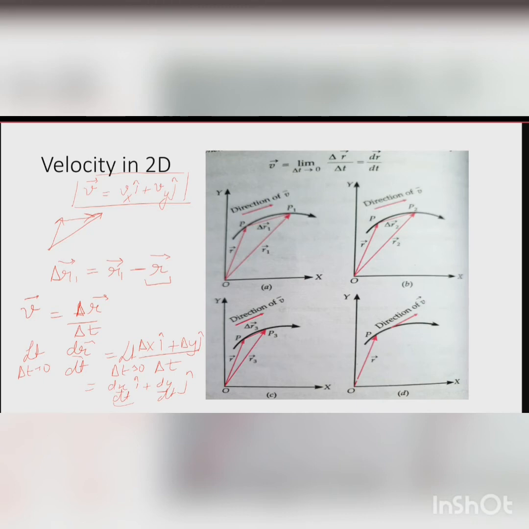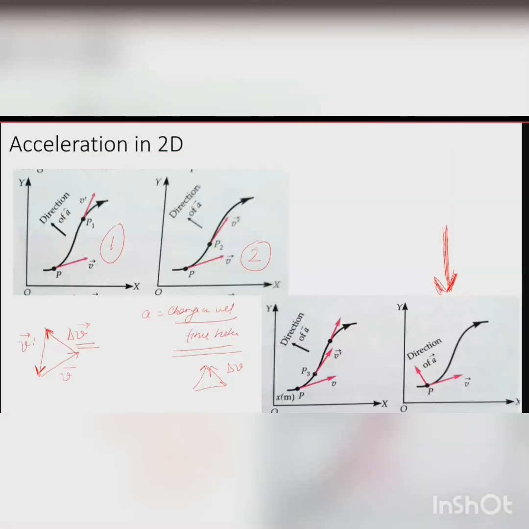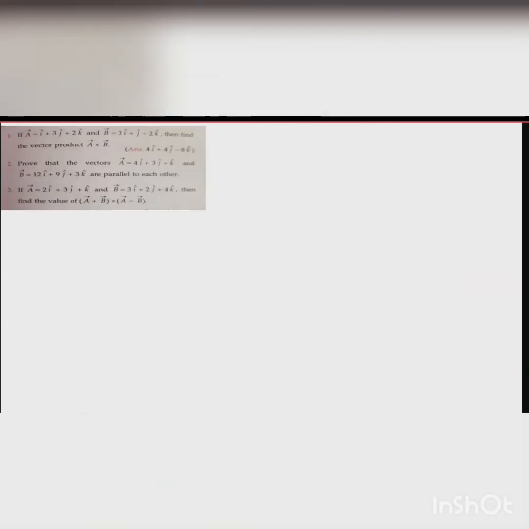Is that clear? Why is the acceleration vector never in the direction of the velocity vector? Yes, ma'am. Okay. So we can see from this diagram that velocity vector and acceleration vector are always bound to be in different directions because acceleration would be the change in velocity vector.